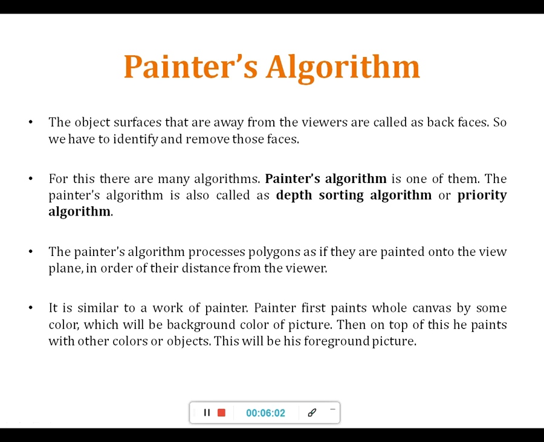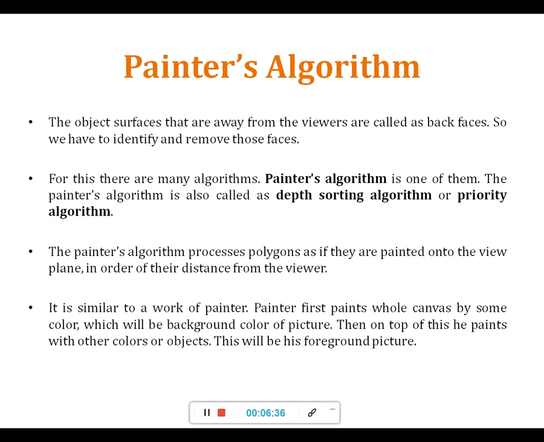So now we'll see what the Painter's algorithm is and what the concept of the Painter's algorithm is. So we know what back faces are. Back faces are nothing but the faces that are facing away from the viewer. We have to identify such back faces and remove them. We have seen back face removal in the previous videos. After that we have seen one algorithm based on depth comparison, called the Z buffer. We have seen the concept of the Z buffer. Now we are moving towards the Painter's algorithm.